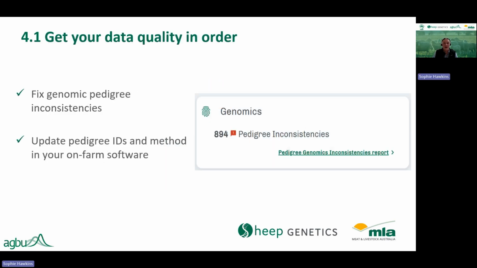Another key thing to be thinking about specifically for Combined Land Plan is updating and fixing any genomic pedigree inconsistencies. This is an inconsistency with the pedigree that you've supplied through doing lambing rounds, etc., versus the pedigree that has been defined through the genotype. Given that we are placing more of an emphasis on that genomic relationship when calculating relationships between animals, this is a really key factor to go and update. To update your genomic pedigree inconsistency, go onto your on-farm software, update the pedigree IDs and the method to DNA, and then resubmit your data file to sheep genetics.